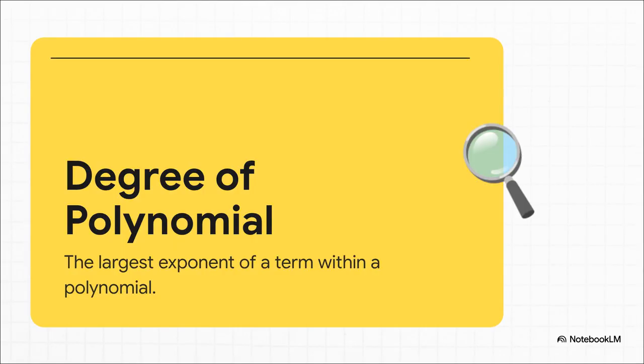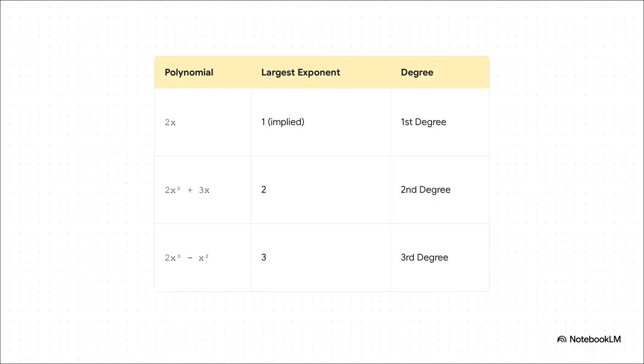And here is the absolute key takeaway. The degree of the entire polynomial is just the biggest exponent you can find in any of its terms. You don't add them up or anything complicated. You're just on a mission to find the single highest rank in the whole expression. Let's look at this chart to really see it in action.